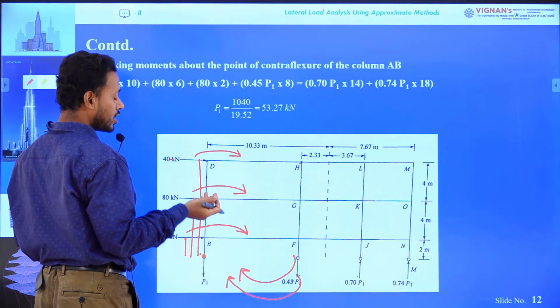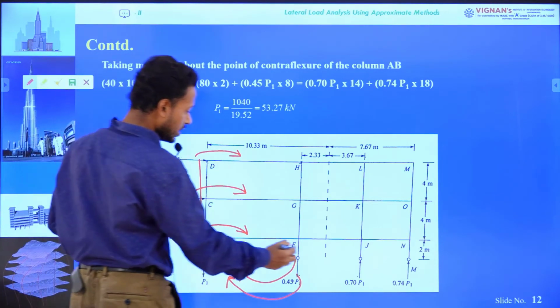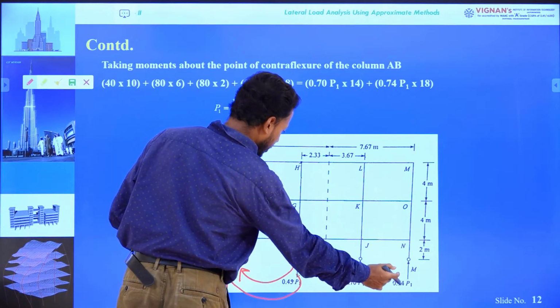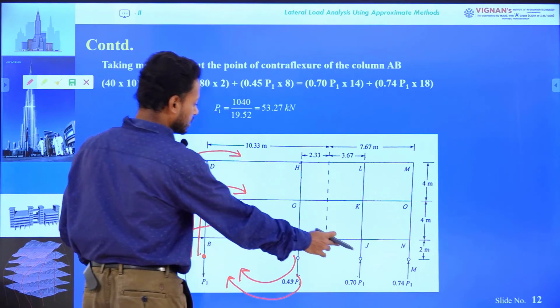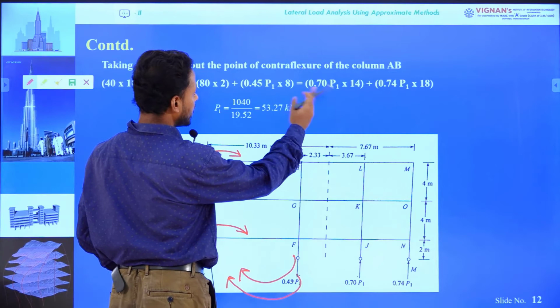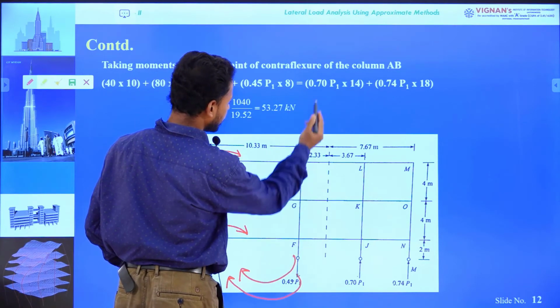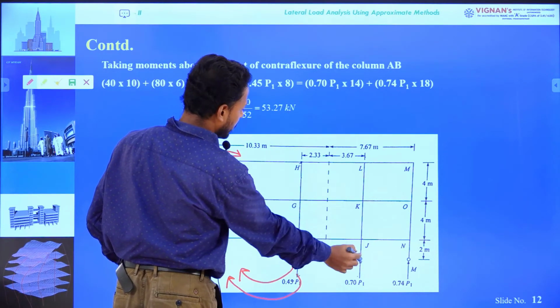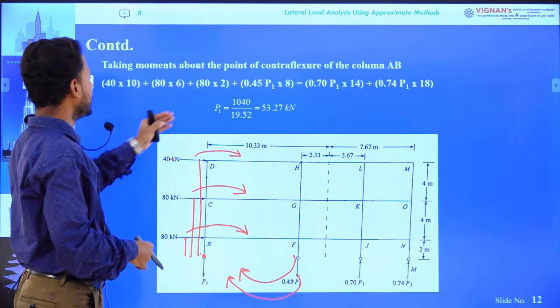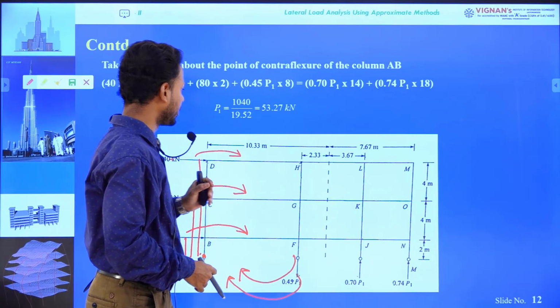On the right hand side, what are the counter forces? 0.7 P1 into 14, 0.74 P1 into 18. These two forces are the counter forces, so you have to keep these forces on the right side. So 0.7 P1 into 14 plus 0.74 P1 into this distance 18. So we have P1 equals 53.27.